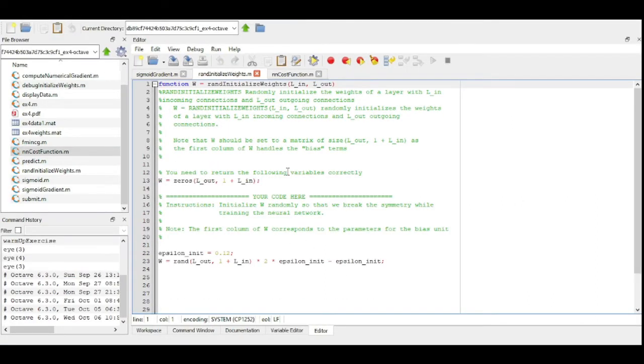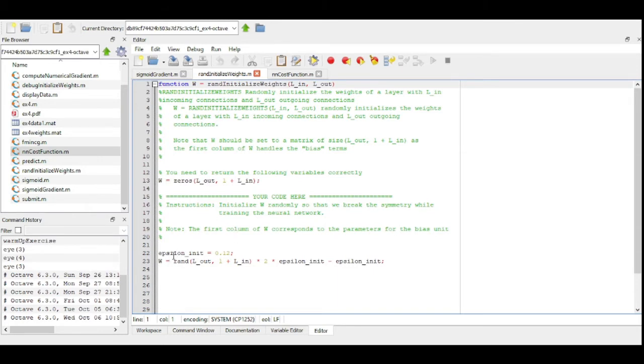Now coming to the next one. Here we want to randomly initialize the weights of our L in and L out, where L in is the incoming connections and L out is the outgoing connections. We have just initialized W equal to zeros of L out comma L in. So this is the zeros of weights we have initialized. Now we just want to return this W correctly.